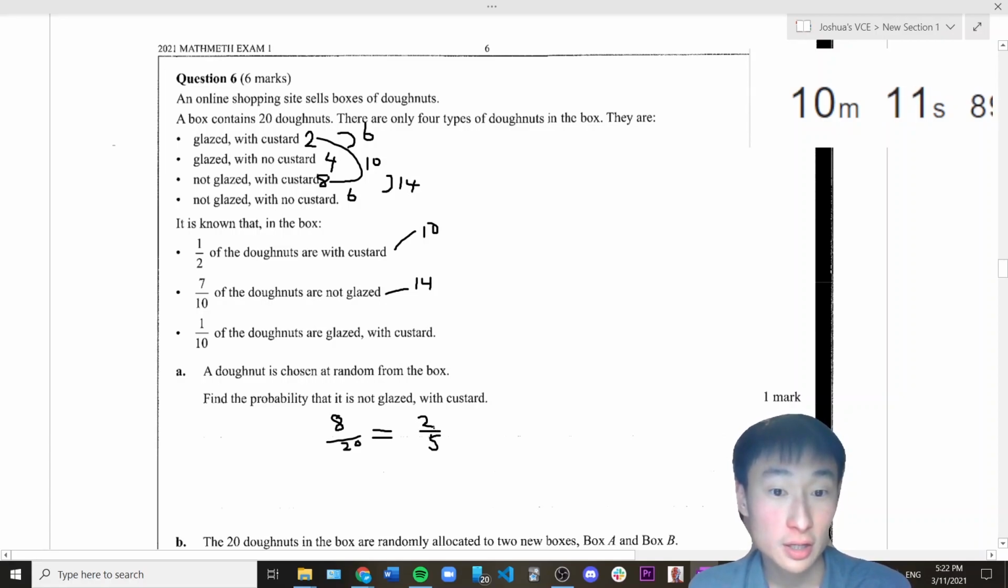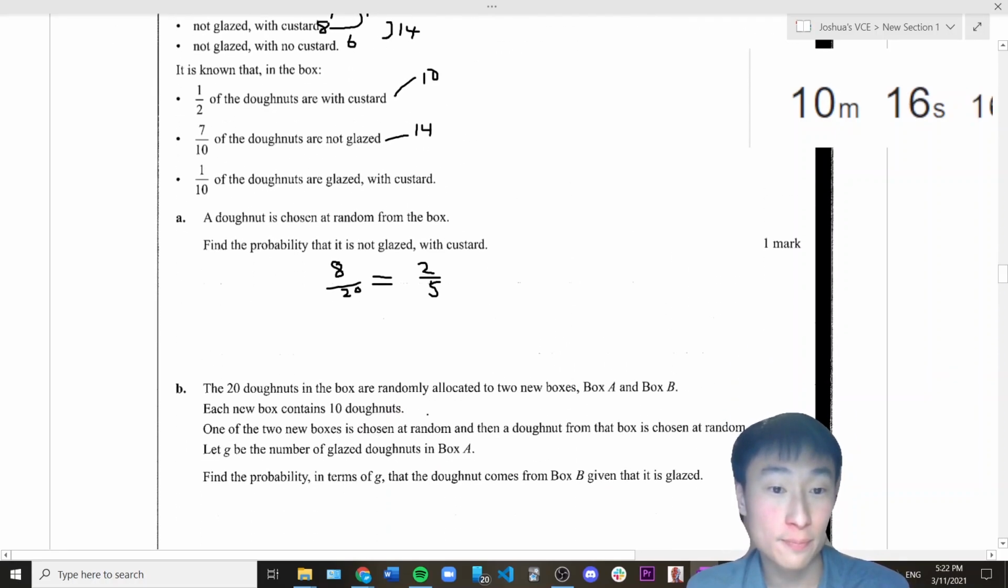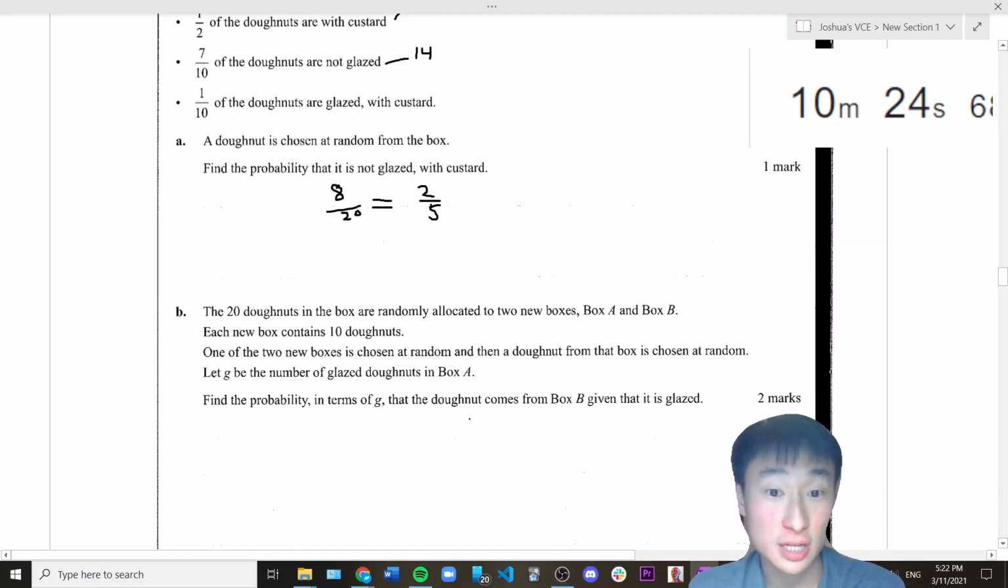Yep, there we go. The 20 donuts in the box are randomly allocated into 2 new boxes, box A and box B. Each new box contains 10. One of the 2 new boxes is chosen at random, and then a donut from that box is chosen at random. Let G be the number of glazed donuts in box A.